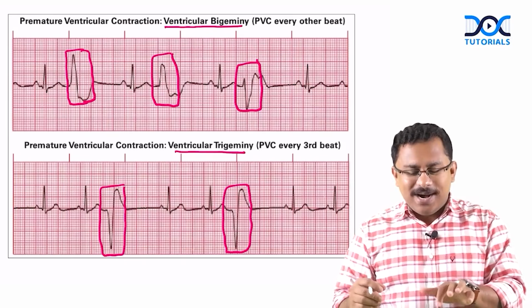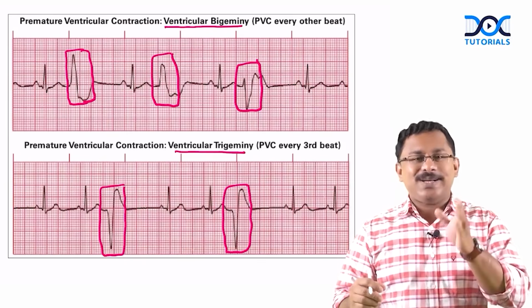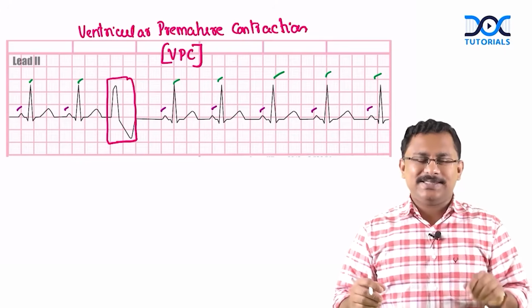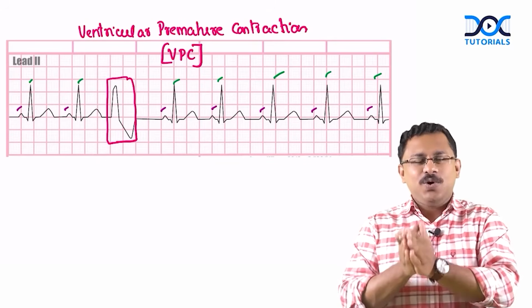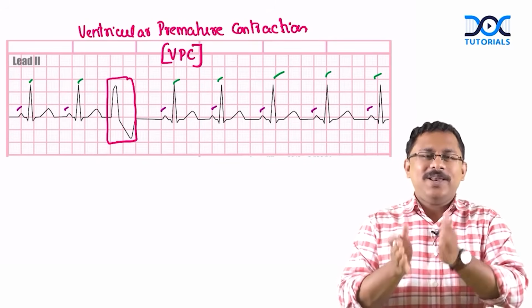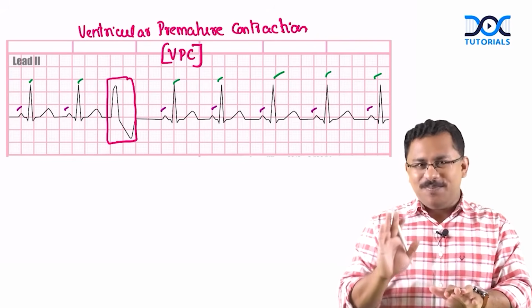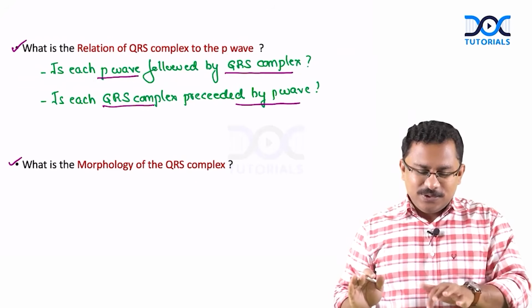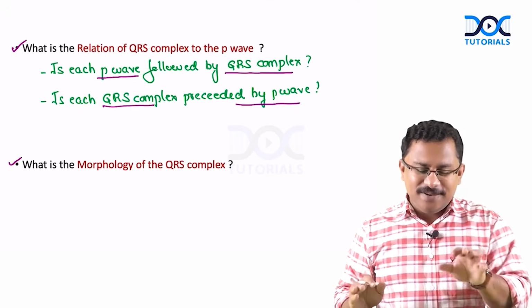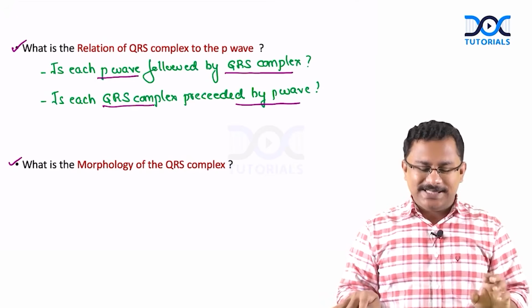So you see, if you asked yourself the first sub-question alone, you would have missed this. But it's very important to look at the relationship between P and QRS in either way. So I hope that is very, very clear. So we have answered the first two sub-questions.